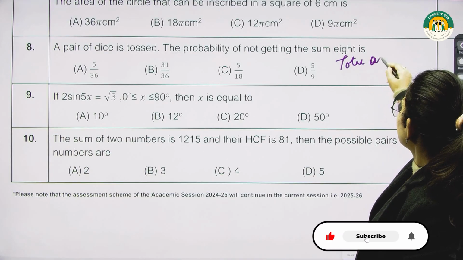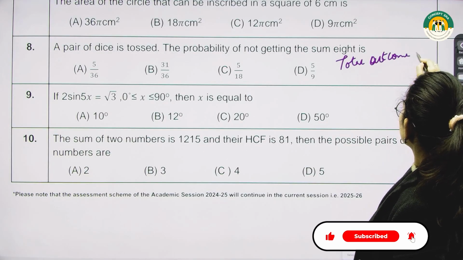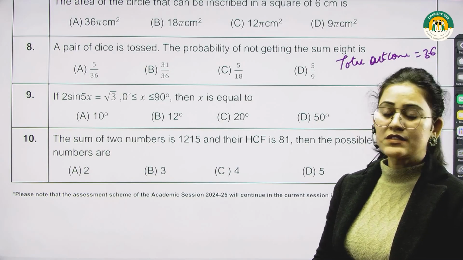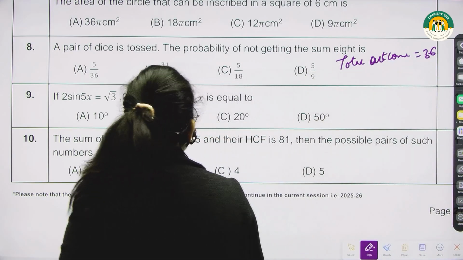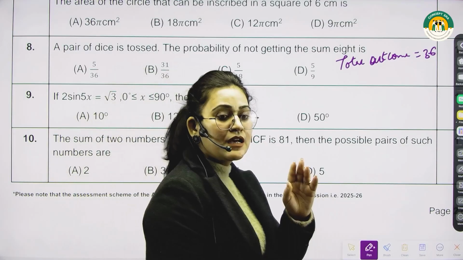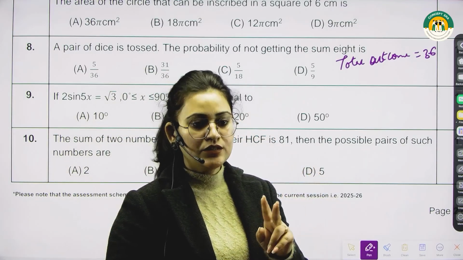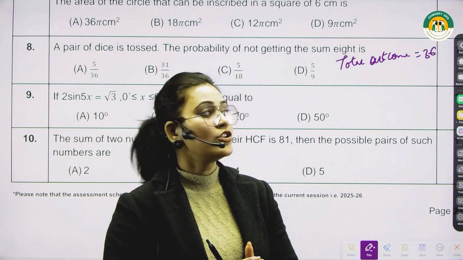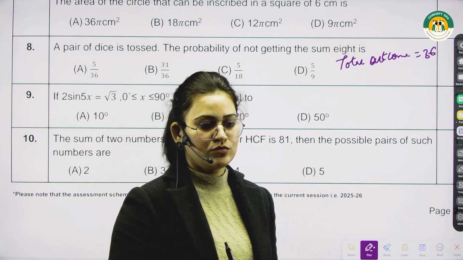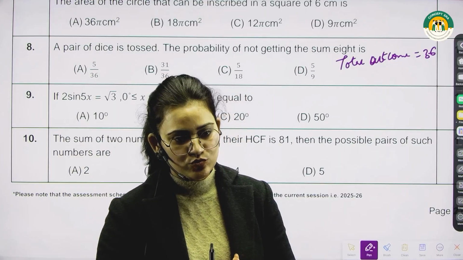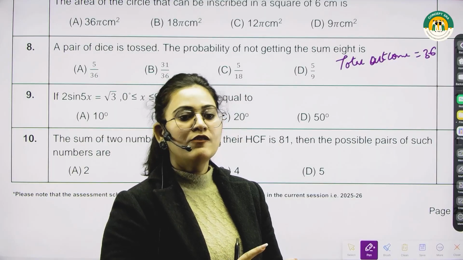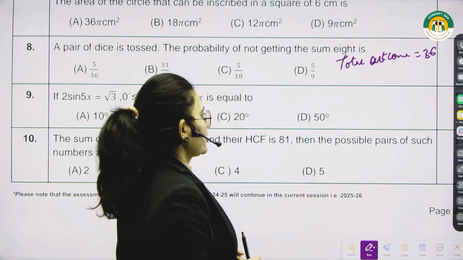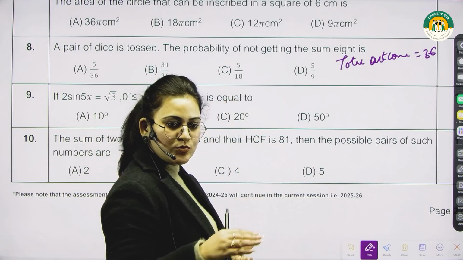Total outcomes are 36. So out of these 36 outcomes, how many outcomes are there which are not getting the sum as 8? Meaning, like 1 + 1, the sum of these two is 2. How many such outcomes are there whose sum is not 8? Like 1 + 1 is 2, this comes under this. 1 + 2 is 3, 1 + 4. So we have to check like this. So in the first line we don't have any option.